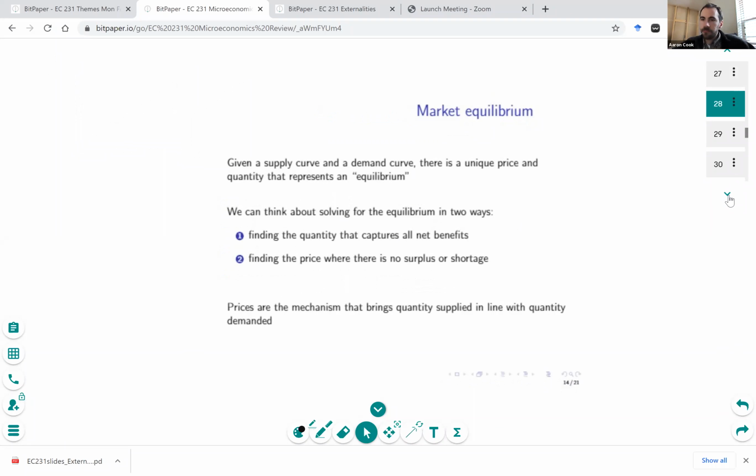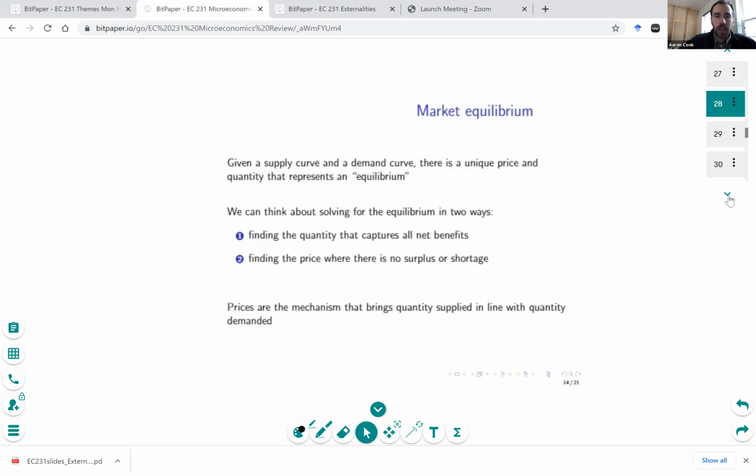So we have demand. Demand is kind of like the marginal benefits of consumption or use. Supply, a supply curve, is kind of the marginal cost curve for producing or supplying that good or service. And those two come together in the market. Buyers and sellers get together and exchange, and an equilibrium price and quantity emerges from that process.